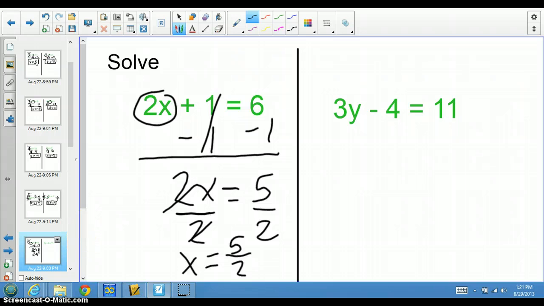Okay, either way. Or 2 1/2. Those are all ways to write your answer. But remember, 5 halves is a simplified improper fraction.